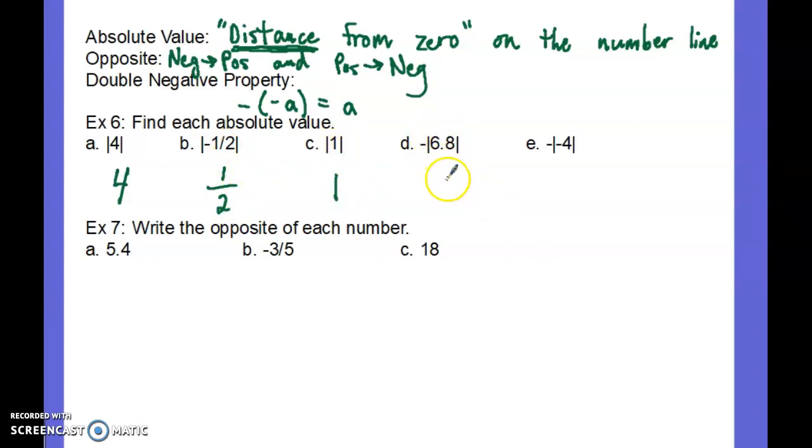Now this one, be careful, you want to do the absolute value first, and then the negative is still in front. Now be careful, because some people look at this and they say the negative of a negative is always positive, but you do the absolute value of -4 first, and then this negative stays in front. All right. Exercise 7, the opposite of each number, just positives become negative, negatives become positive, and positives become negative. Hopefully I've given you enough examples there.